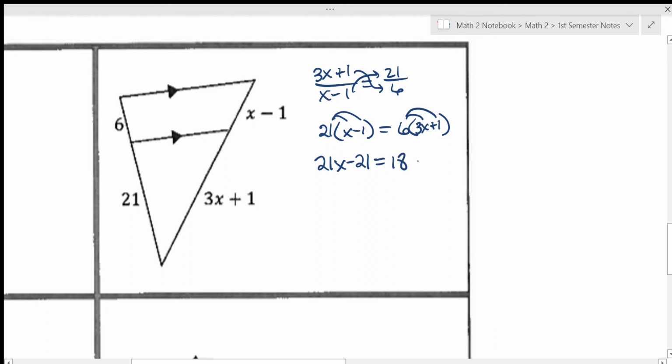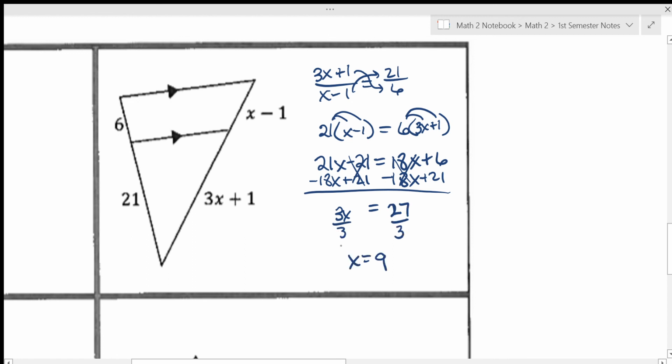equals 18x plus 6. And then I'm going to move my x's to the same side and my numbers to the other side. So if I subtract 18x, I get 3x. My 21's cancel out. My 18x's cancel out, and I have 3x equals 27. Divide by 3, and I get x equals 9.